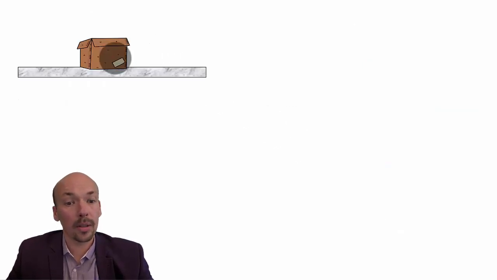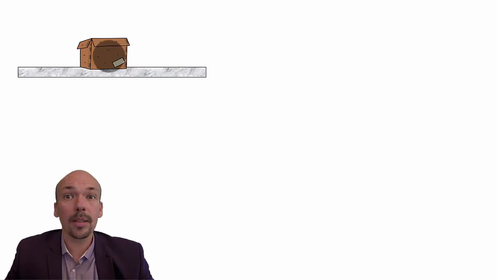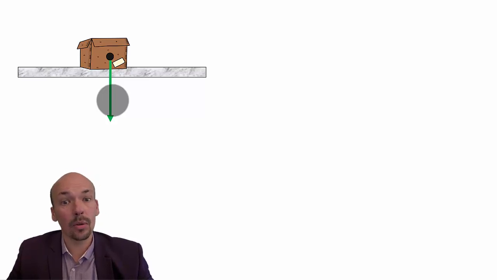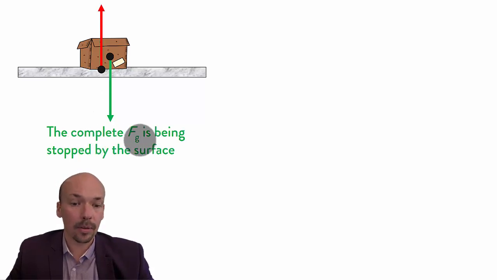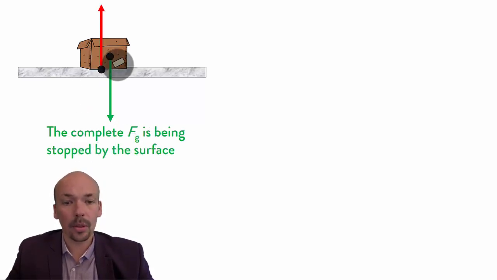We have a box standing on a slope of 0 degrees. So this is just the normal situation. We have a gravity downwards and the gravity is completely cancelled by the normal force, which is going upwards and it's exerted by this slope. So now the gravity is completely cancelled with the normal force going up. So the complete gravitational force is being stopped by the surface. So this box will be just stationary and standing there.